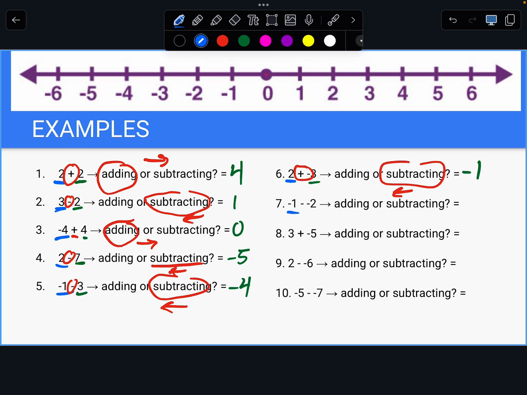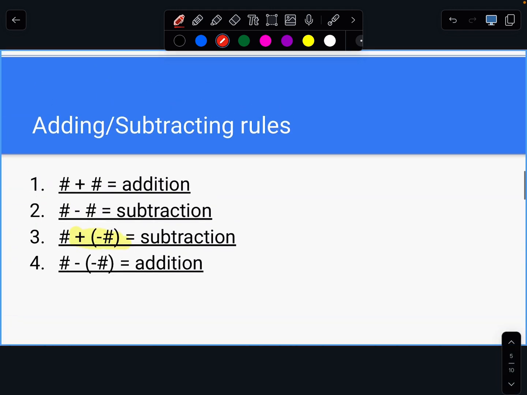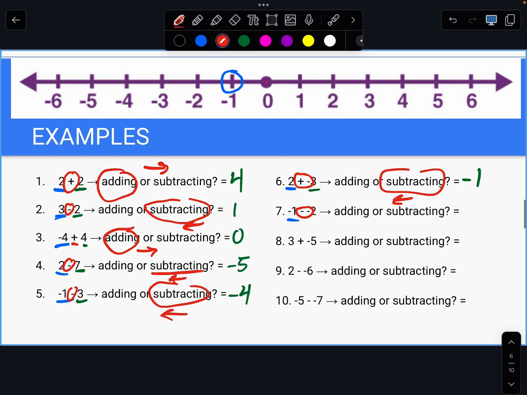Next one, start at negative 1. There's negative 1. We're starting there. Now we have minus a negative. Again, scroll back up if you need to. We see that minus a negative is an addition problem. So that means here we are adding. And if we're adding, that means we're going to the right. And if we're starting at negative 1 and going to the right, we're going to the right 2 spaces. So negative 1, going to the right twice, we end up at positive 1.